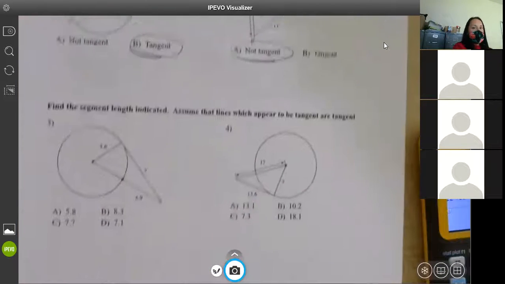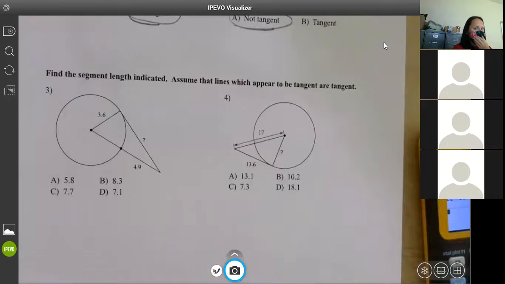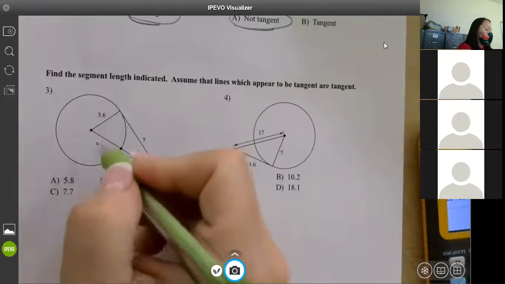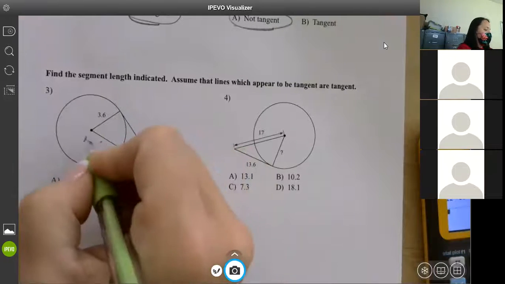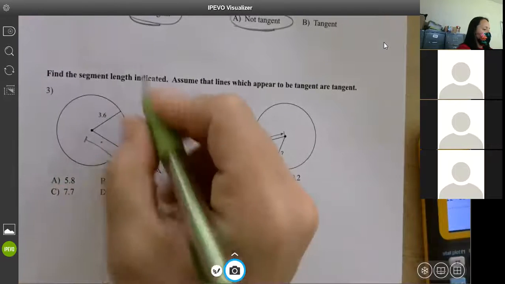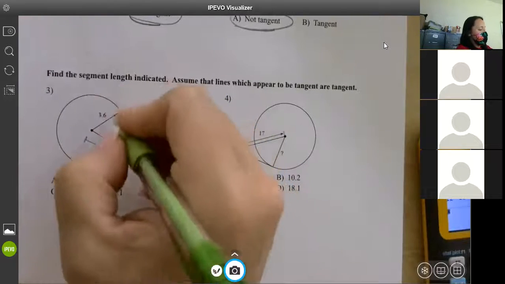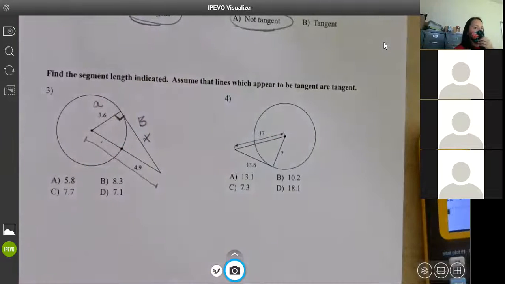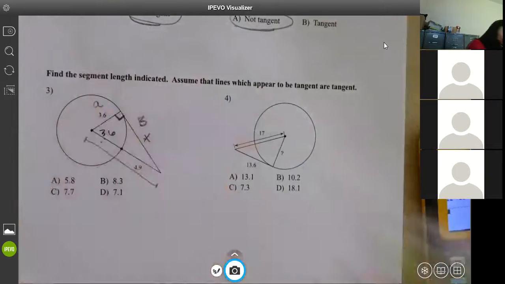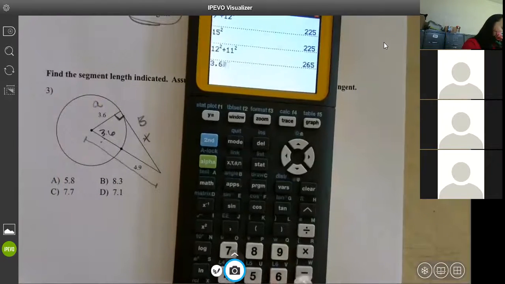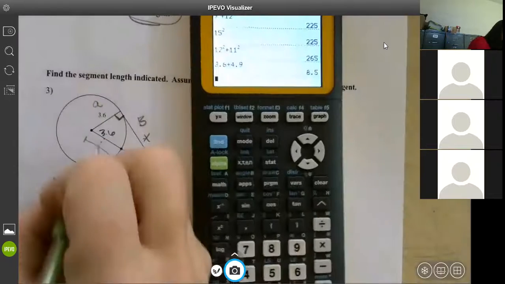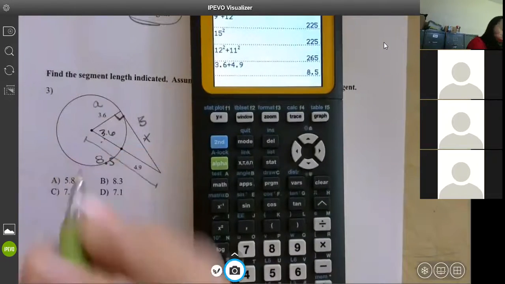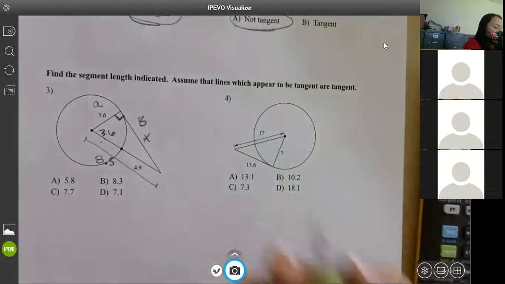All right, so same thing. We're going to use the Pythagorean theorem here. But they don't give us this measure that we need so that we can find the full length. We need the full length so that we can do a squared plus b squared equals c squared. And remember that this one's going to be a, and this one's going to be b, or vice versa. What do I know about this length right here? 3.6. So my full line, 3.6 plus 4.9, is 8.5.